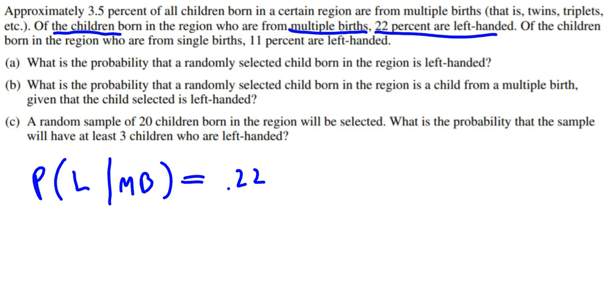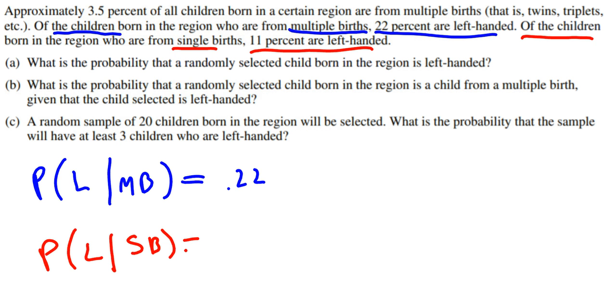And then there's a second conditional probability given here. It says of the children in the region from single births, 11% are left-handed. So the probability of someone being a left-handed person, given it was a single birth, is 0.11. It's good to practice these notations. All right, part A. What's the probability that a randomly selected child in the region is left-handed? So we just want the probability that someone is left-handed.